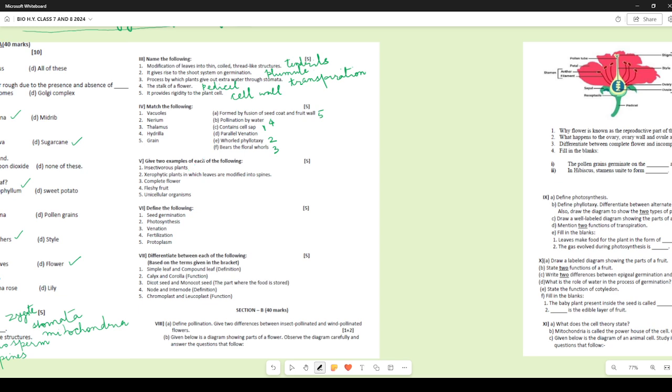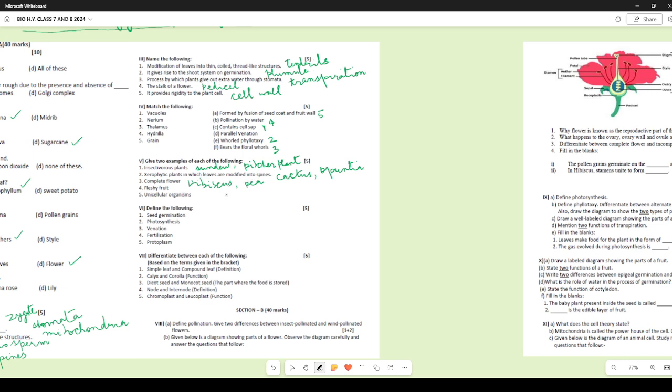Give two examples of each of the following plants. Insectivorous plants, you can mention sundew, you can mention pitcher plant, and so on. Xerophytic plants in which leaves are modified into spines: cactus, opuntia, you can mention these names. Complete flower: hibiscus is a complete flower. Then pea is a complete flower. Rose is a complete flower.